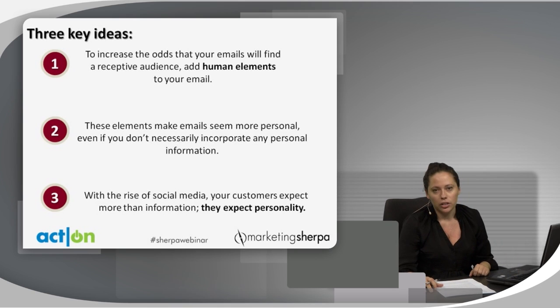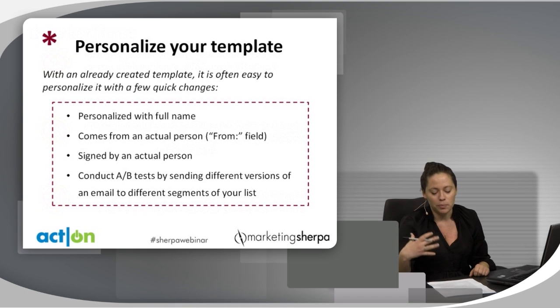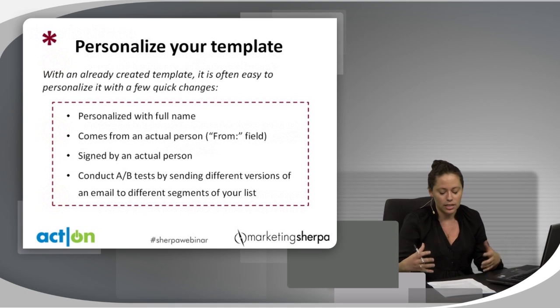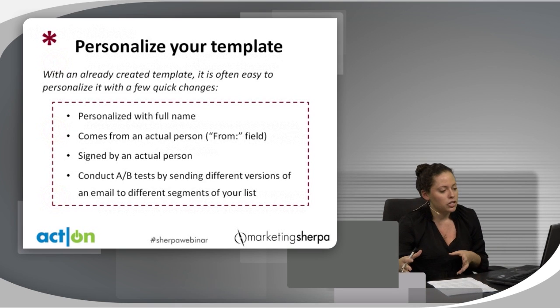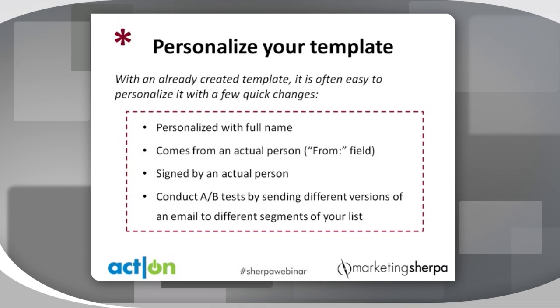So, but one reason that marketers continue sending batch and blast over and over is because it's easier. You have your template built, and personalization can be easy too if you just personalize your template with a few quick changes. So personalizing with someone's name, making sure the email comes from an actual person, not admin or a long email address that doesn't seem like it's attached to anyone and someone might mistake it for spam. And make sure that your sends are signed by an actual person.